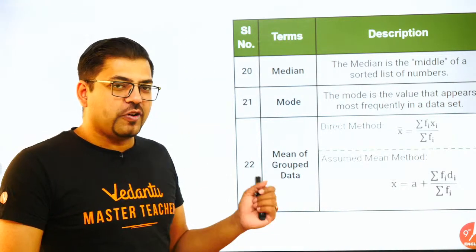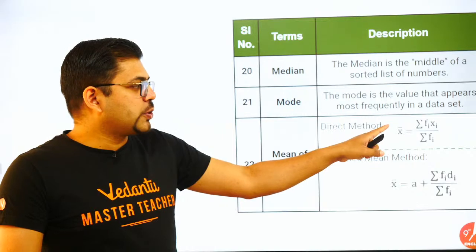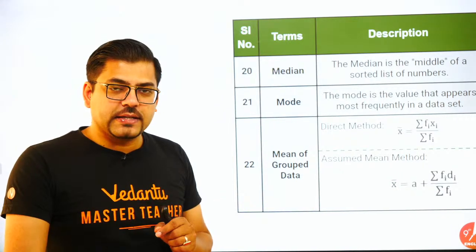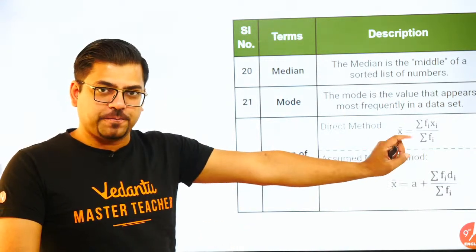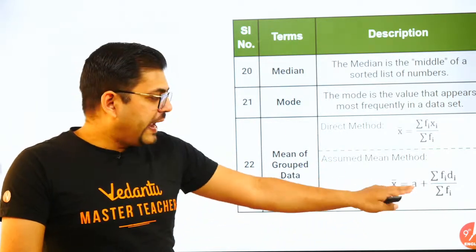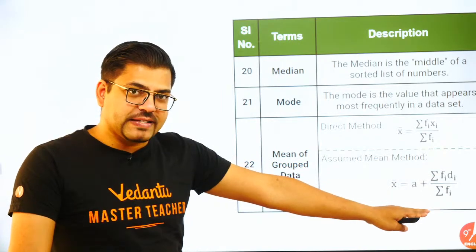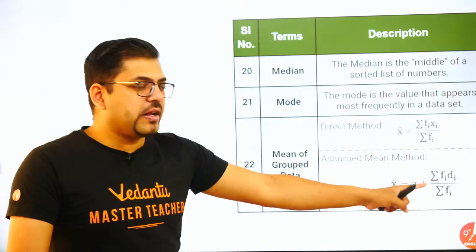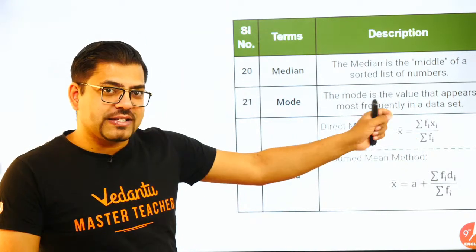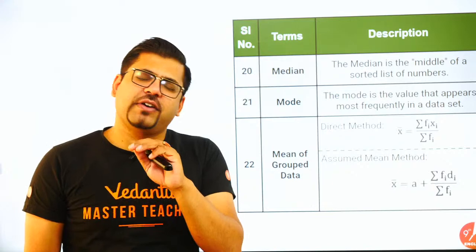Now let's see the formula for mean. For the mean of grouped data, the direct method says mean is equal to summation fi xi divided by summation fi. This is the direct method. The assumed mean method says that mean is equal to a, which is your assumed mean, plus summation fi di divided by summation fi. This sign is called summation, or you can even call it sigma. So sigma fi di divided by sigma fi, that is also fine.